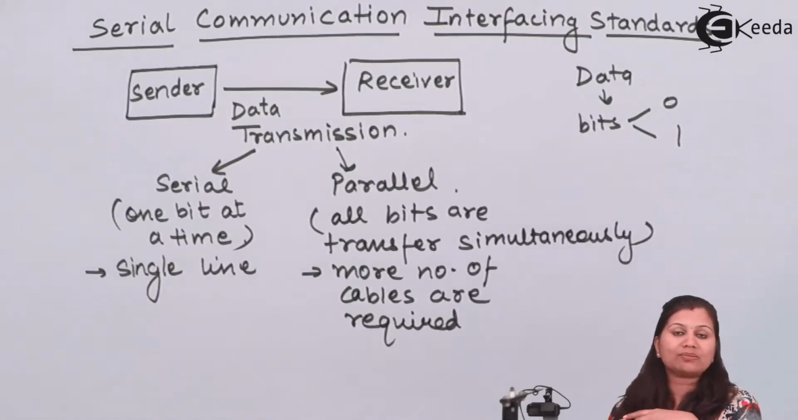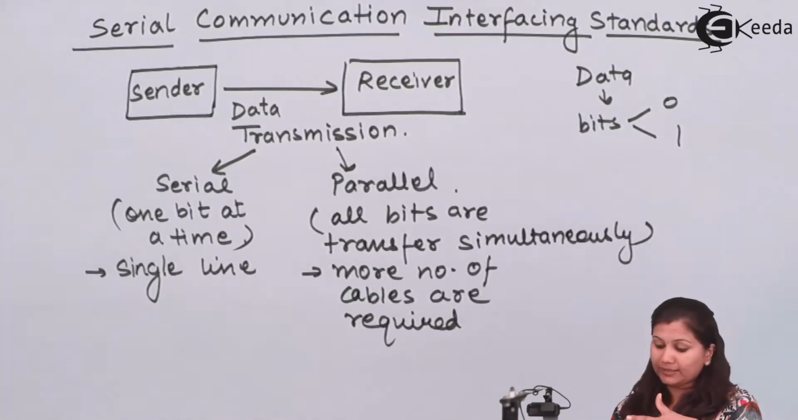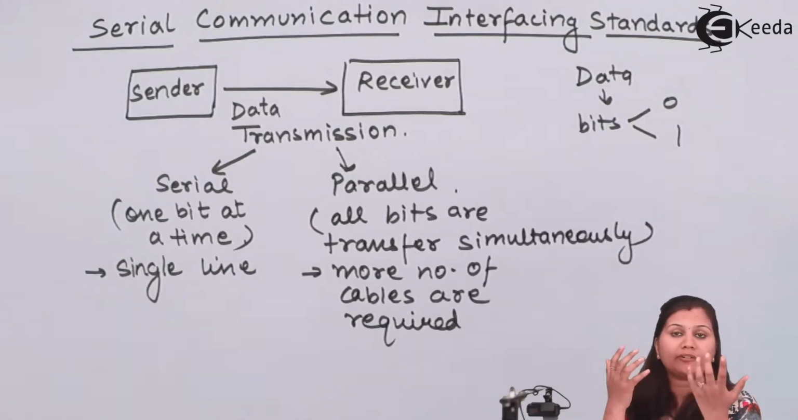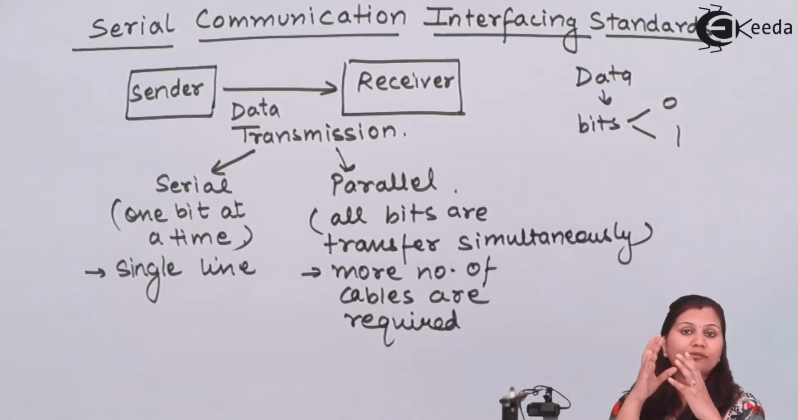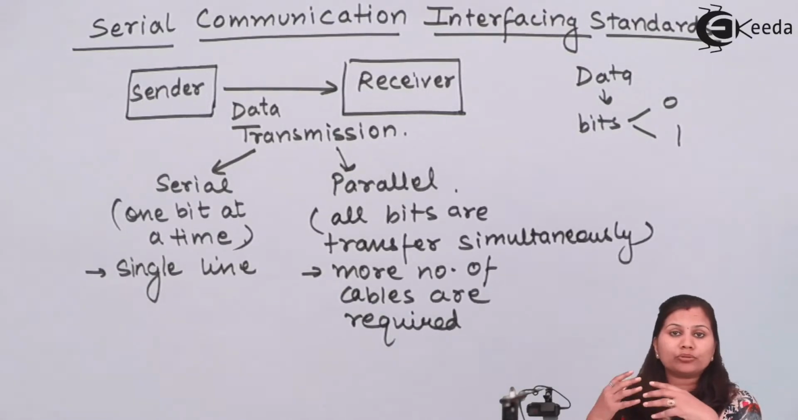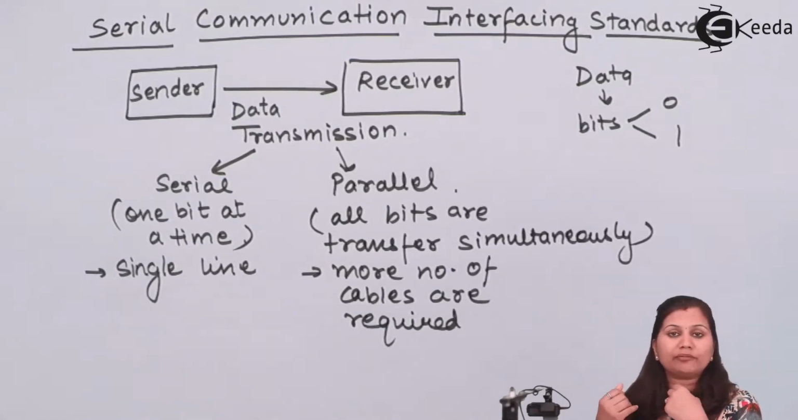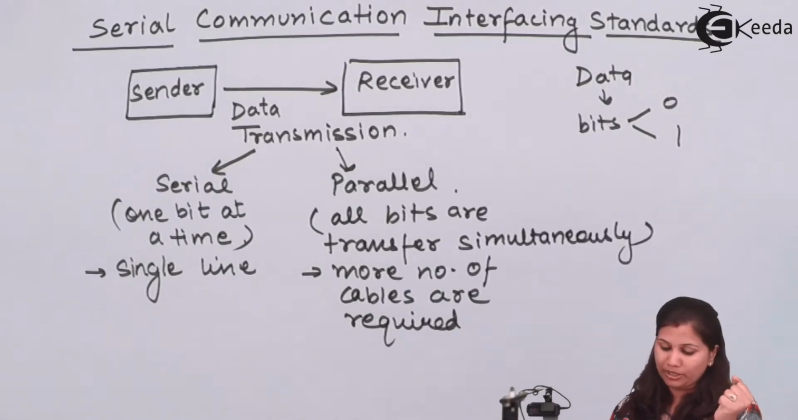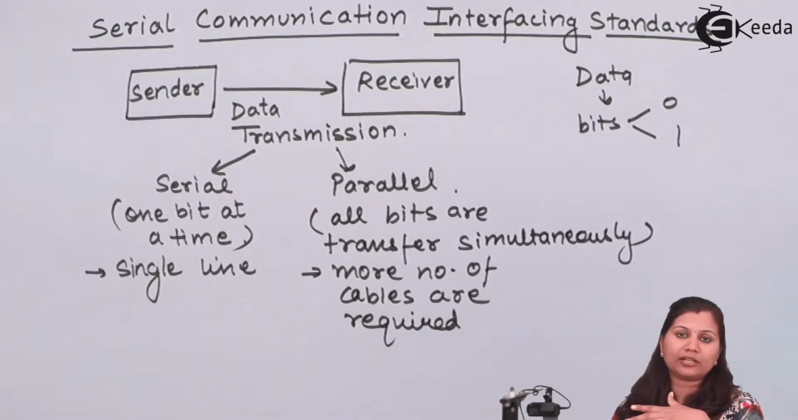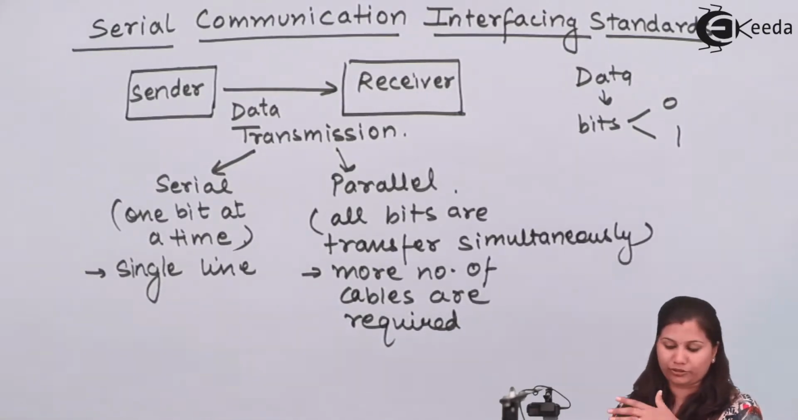Parallel communication is very fast because we are transmitting all the bits simultaneously, but it requires more cables and more hardware. So if we are transmitting over long distances, we have to lay the lines from the source place to the destination place, and such hardware for a long distance will be very bulky and very expensive. So for long distance communication we prefer serial communication in place of parallel communication.